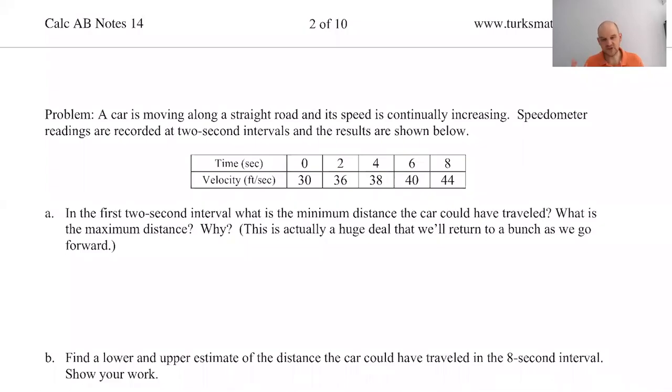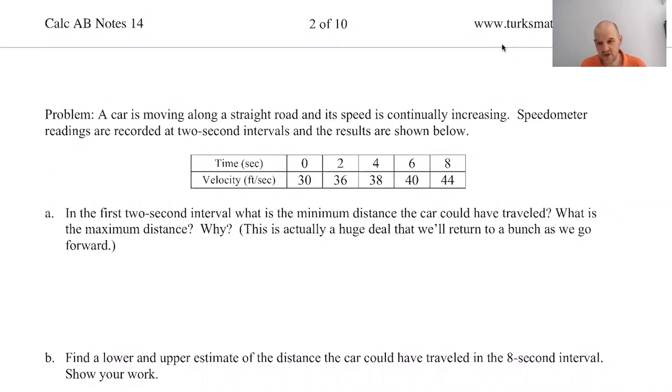All right, we're back. We're on page 3 of Notes 14 of Calc AB. We're talking about approximating definite integrals using different methods. Sometimes you use rectangles. When you're using rectangles, you might use the left endpoint of an interval, the right endpoint of the interval, or the midpoint of the interval. Those are all called Riemann sums.